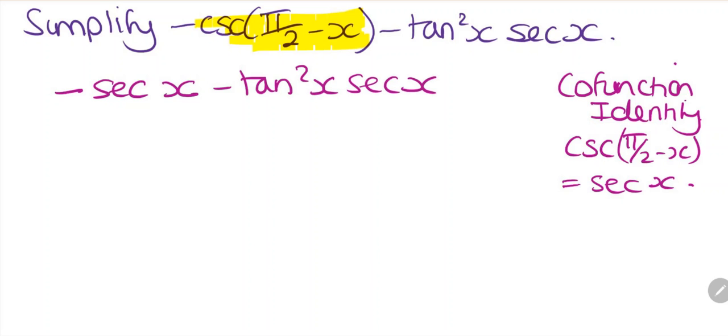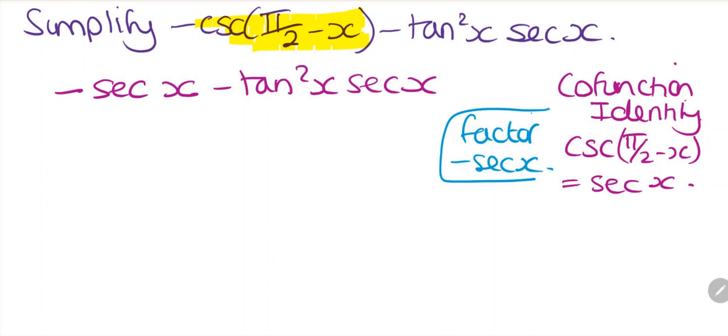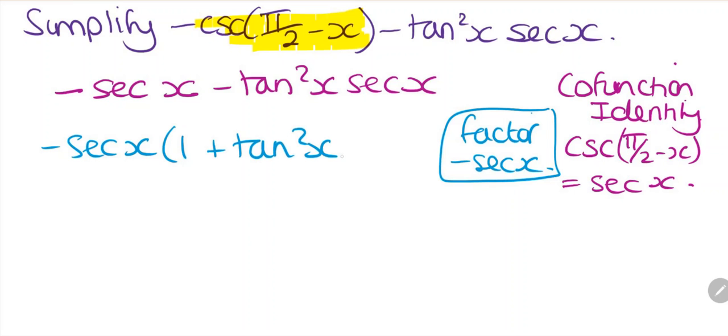So now I can factor. I'm going to factor with minus secant of x. So minus secant of x, and this is going to be 1. And then we'll have plus tan squared x. So this becomes a minus, and tan of x rather.